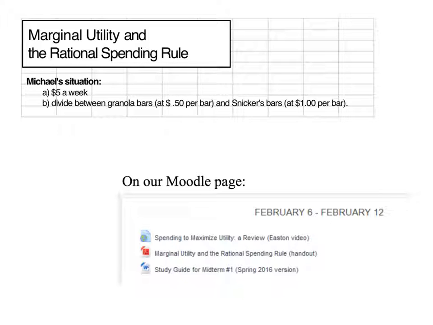And as you work on this, you can use the handout I gave you in class, and if you don't have it, you can go to the class website and download the handout called Margin of Utility and the Rational Spending Rule.